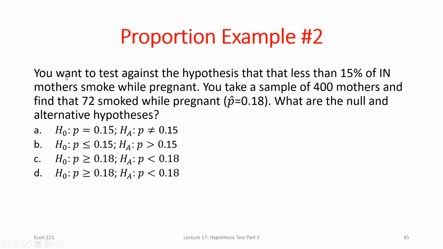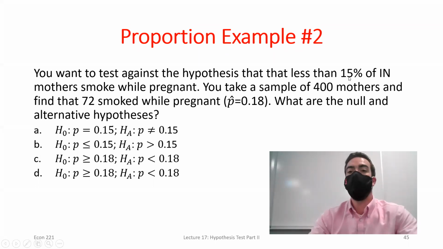So let's say you want to test against the hypothesis that less than 15% of Indiana mothers smoke while pregnant. You take a sample of 400 mothers, and you find 72 smoke. Now, if I didn't give you this sample proportion, and I asked you what the null and alternative hypotheses are, you shouldn't need that sample proportion, right? All you need is this value that you want to test against.